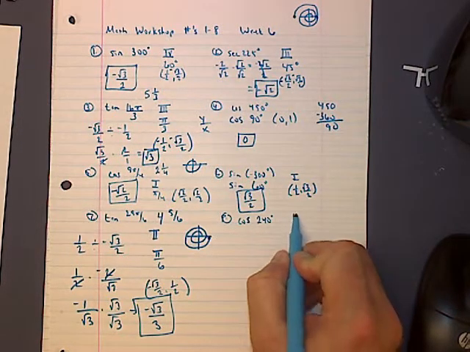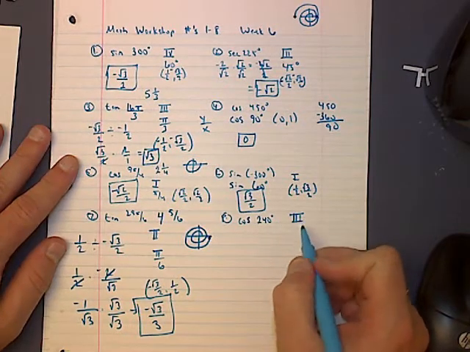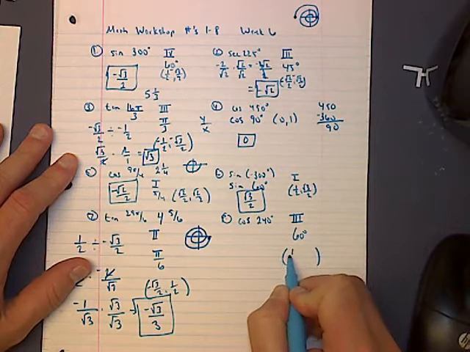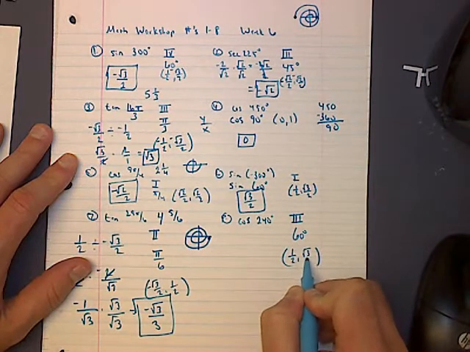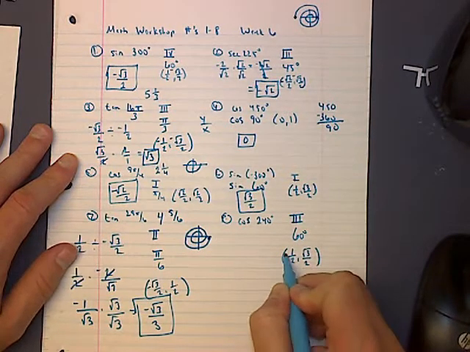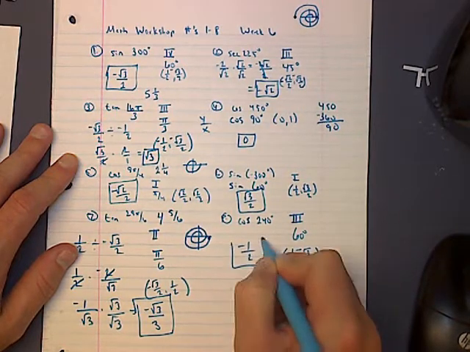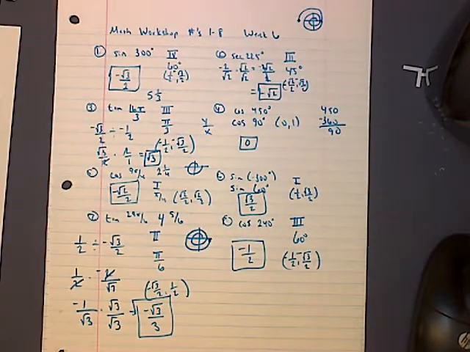240 degrees is in quadrant 3. 240 minus 180 is 60. The ordered pair associated is 1/2, square root of 3 over 2. They're both in quadrant 3, so they're negative. You want the cosine, that's your x value, negative 1/2.